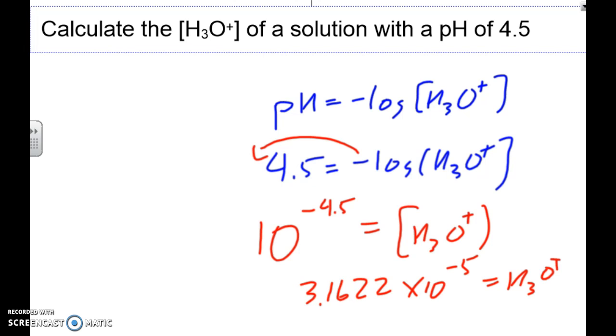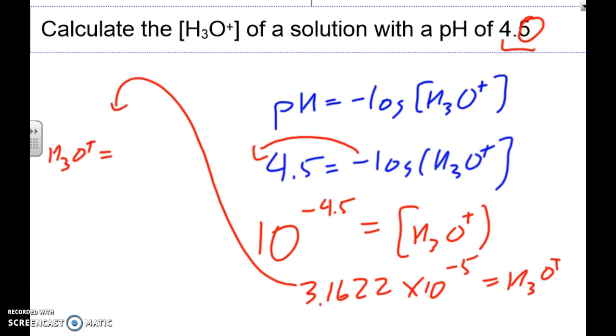So again, how many significant digits are there? There is only one. It's not 4.5, it's just 0.5. So which means my final answer, therefore, for H3O plus is equal to 3 times 10 to the negative 5.